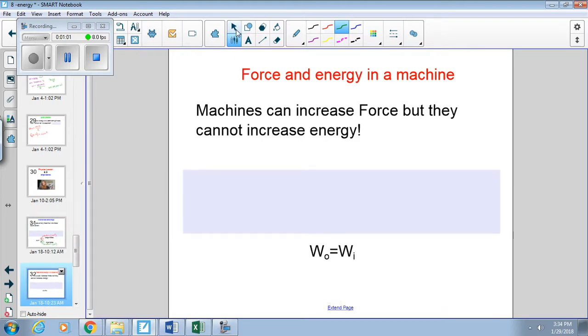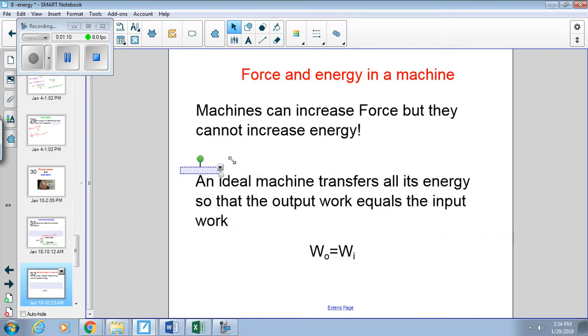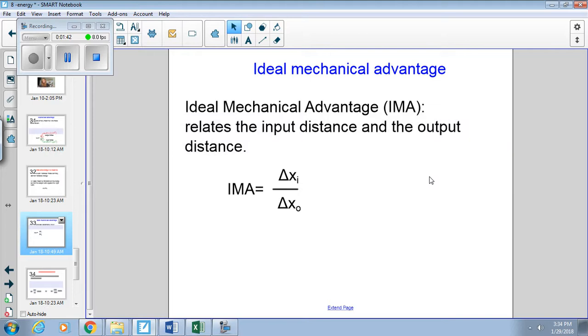Alright, so as far as machines go, they increase force, they do not increase energy. So ideally, the work output should equal the work input, because work is change in energy. So the change that you get only can equal what you put in. It's not going to increase energy, it's only going to increase the amount of force. So you can never have more work coming out than you are getting put in. That being said, you can have more force, or you can have more distance.